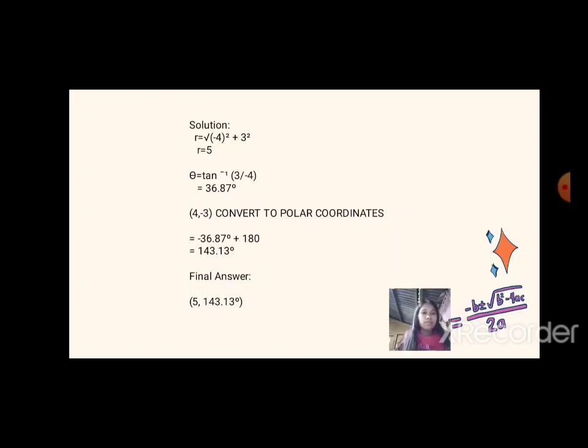To find theta, we need to use theta is equal to tangent to the power of negative 1 of 3 over negative 4. So the answer is 36.87 degrees.